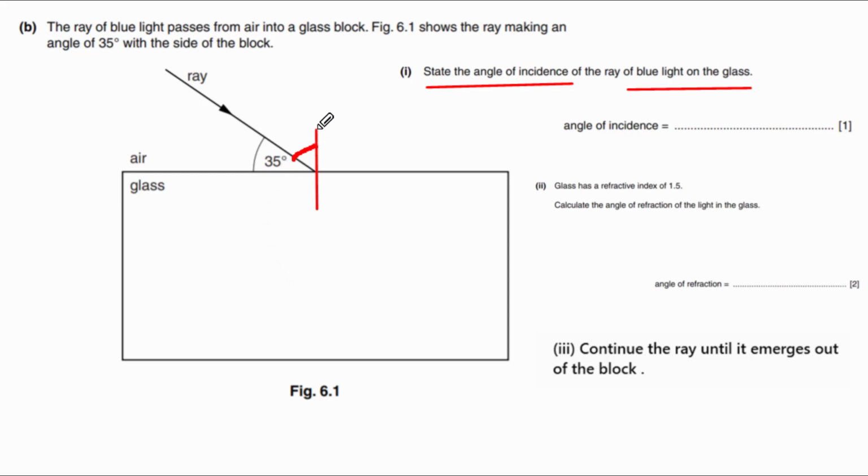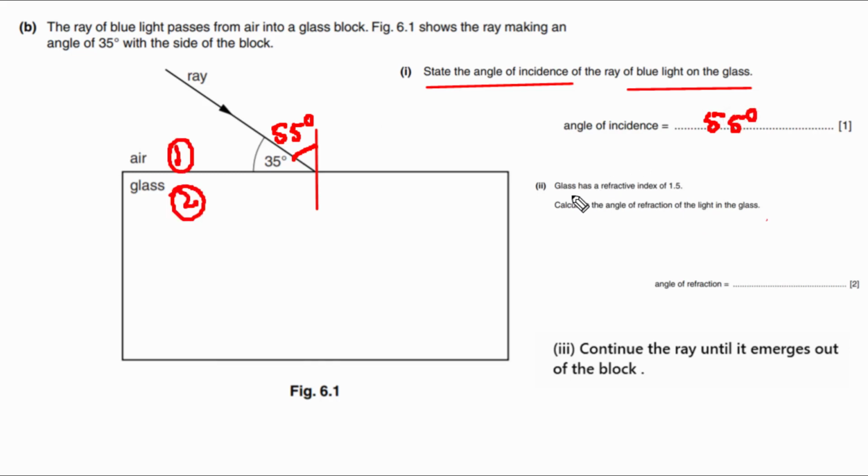The total angle between this vertical line and the horizontal is 90. So 90 minus 35, this angle is 55 degrees. So this is the answer for part 1. Simply we can write down this is 55 degrees.